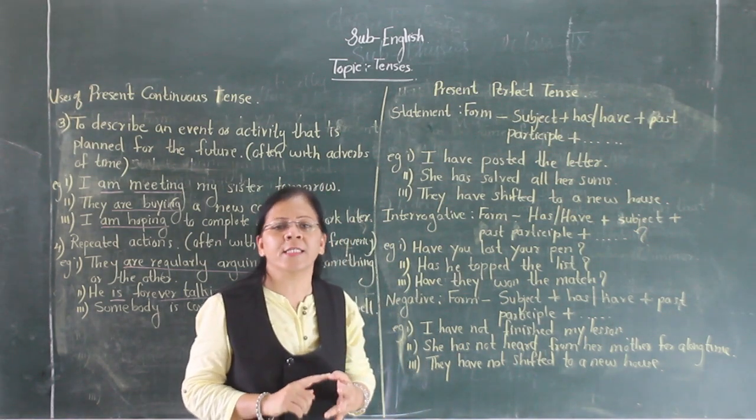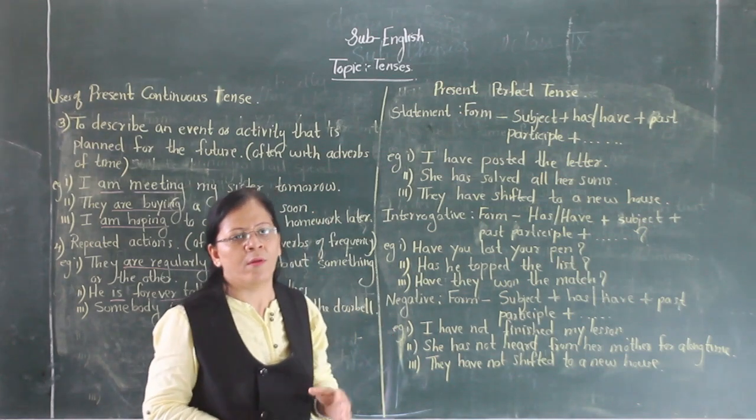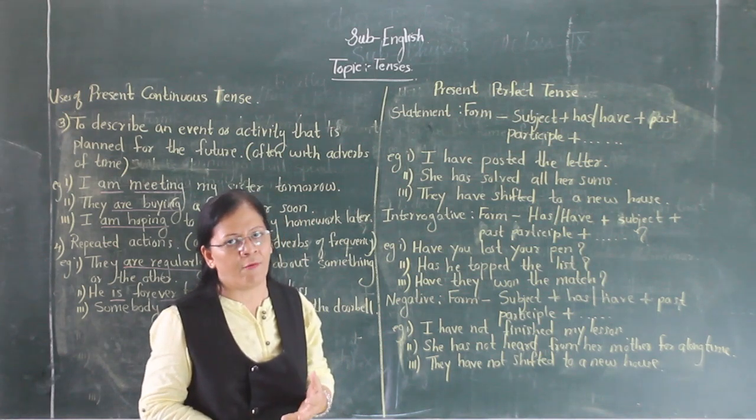has, she has, it has. And for other persons we use have. I have, we have, you have, they have. Okay?